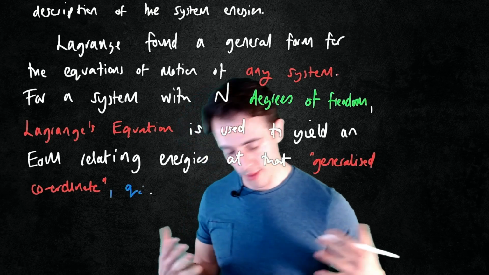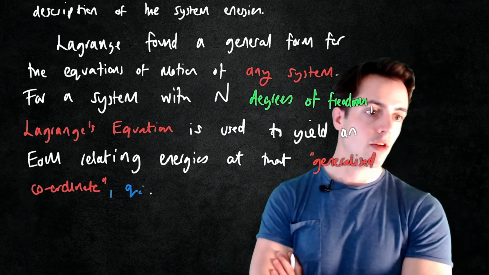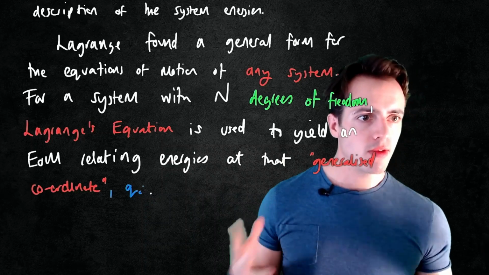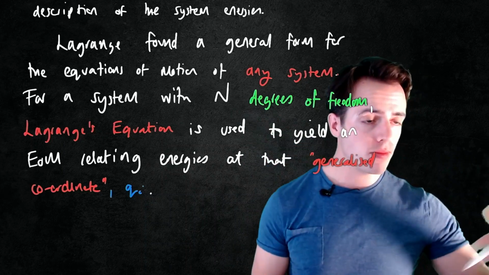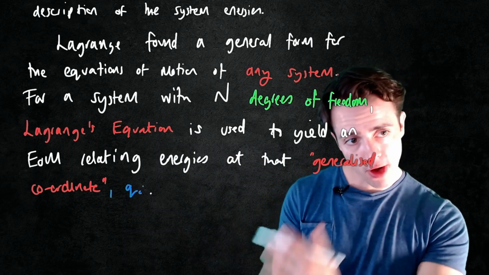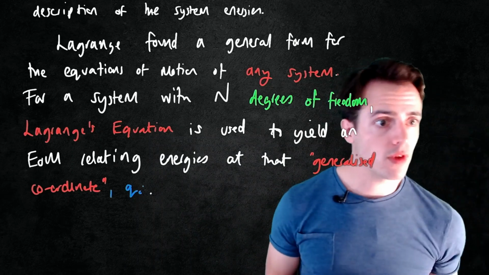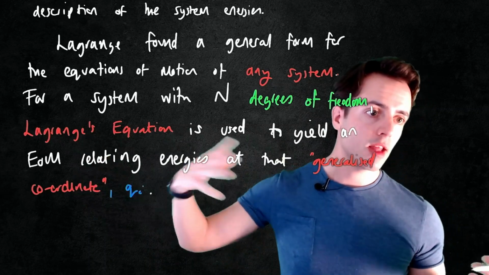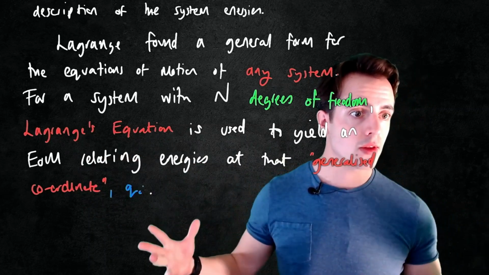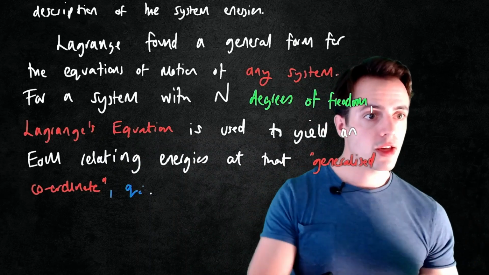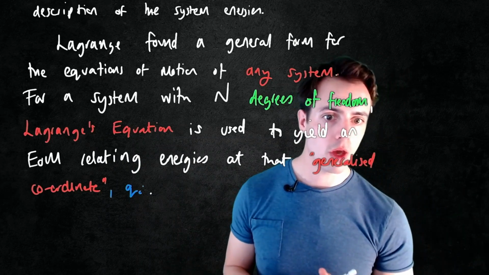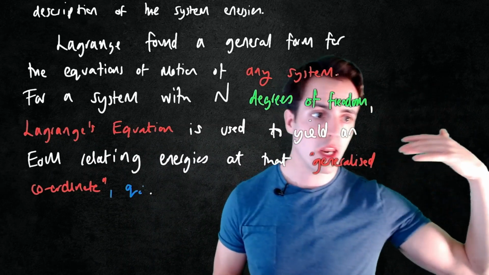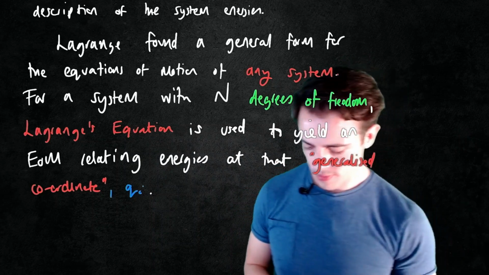Okay, so this will become clearer, but I'm going to read out what I've written because my handwriting is sloppy. Lagrange found a general form for the equations of motion of any system. If we've got a system with n degrees of freedom, that would be equal to, for our truss problem, 2 times the number of nodes. Lagrange's equation can then be used, and I'm going to give that to you in a moment, to yield an equation of motion relating the energies at that generalized coordinate. So if we have a system with n degrees of freedom, we end up with n equations of motion for the system.